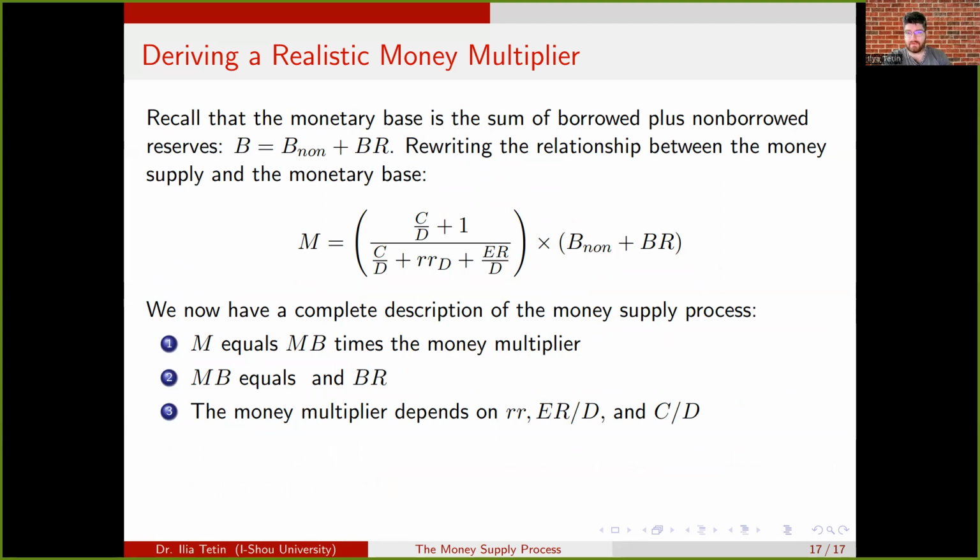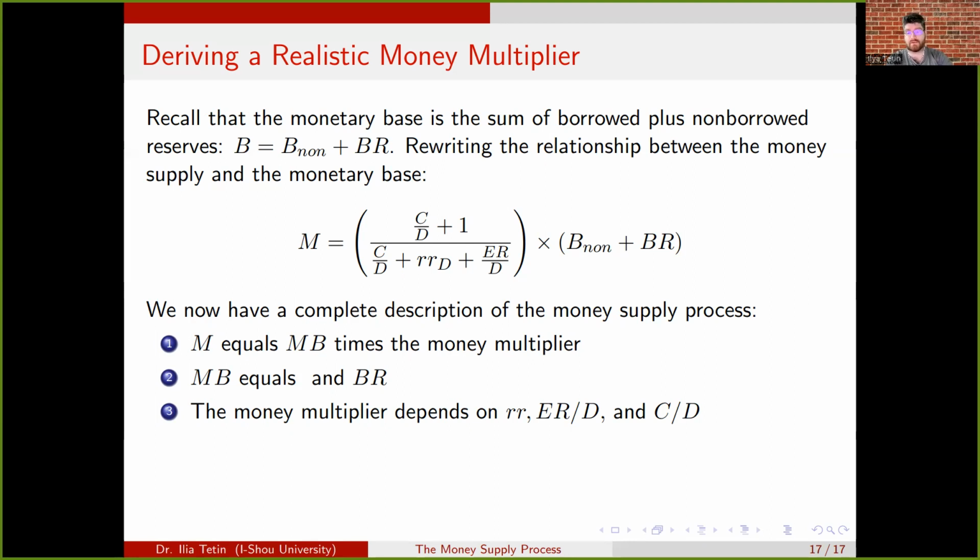we have the monetary base, which comprises two components, B non and BR. BR is another name for discount loans. That means we will multiply not by B, but by this sum of B non and BR. We now have a complete description of the money supply process. The money supply equals the monetary base times the money multiplier.